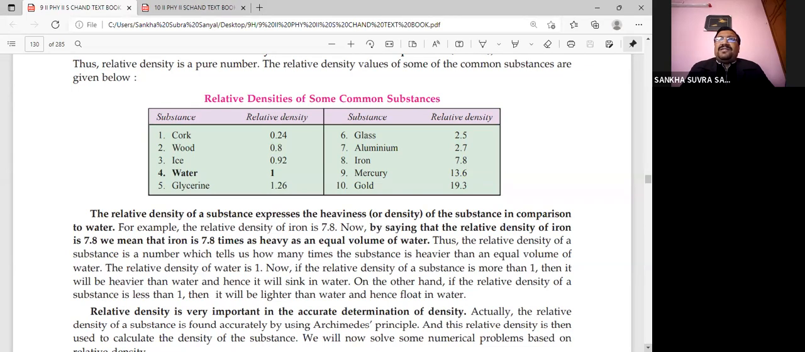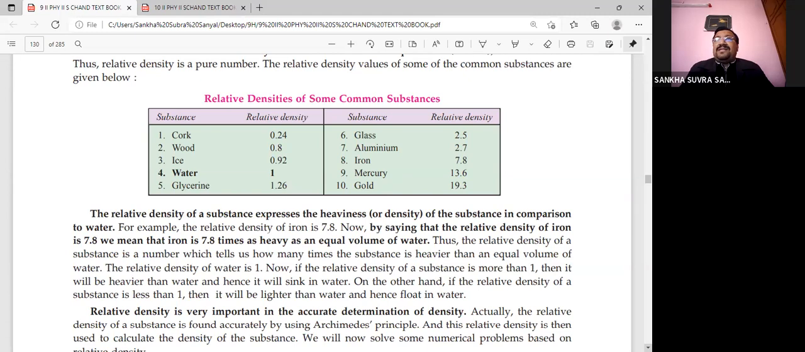The relative density of iron is 7.8. What do we mean by that? By saying that the relative density of iron is 7.8, we mean that iron is 7.8 times as heavy as an equal volume of water. Thus, the relative density of a substance is the number which tells us how many times the substance is heavier than an equal volume of water.